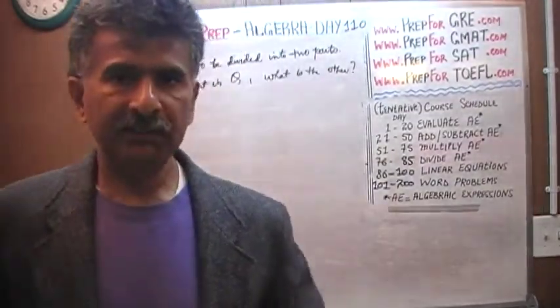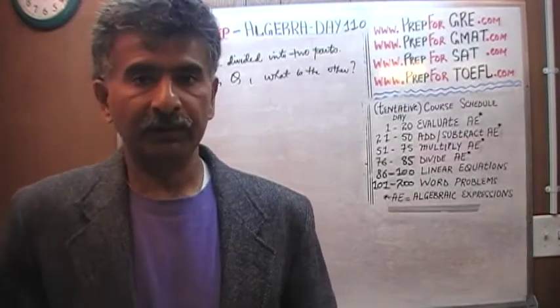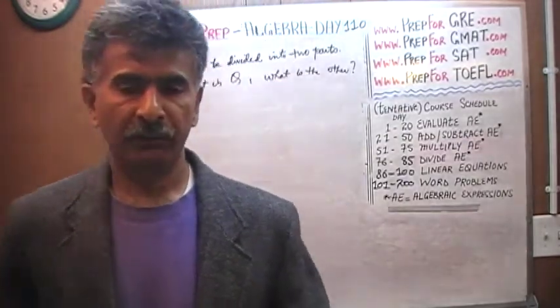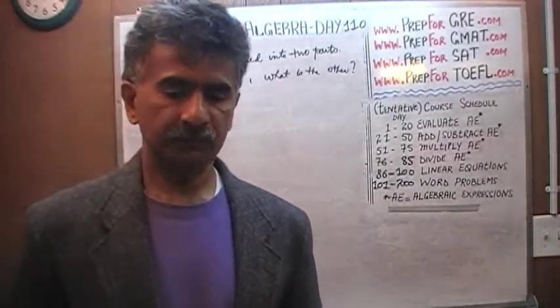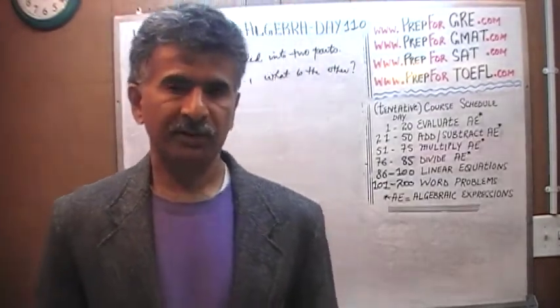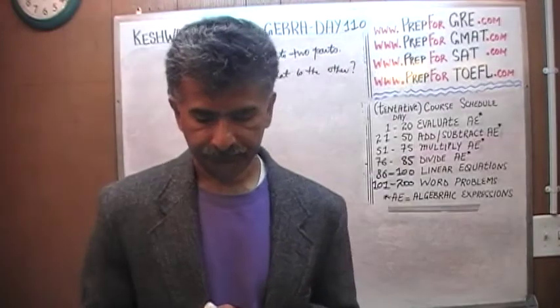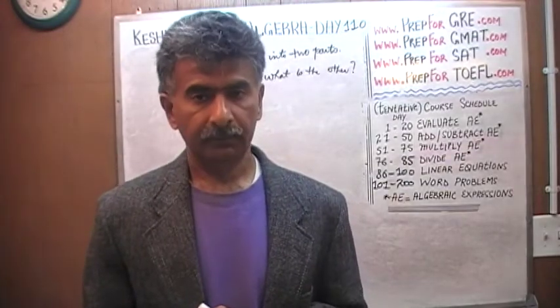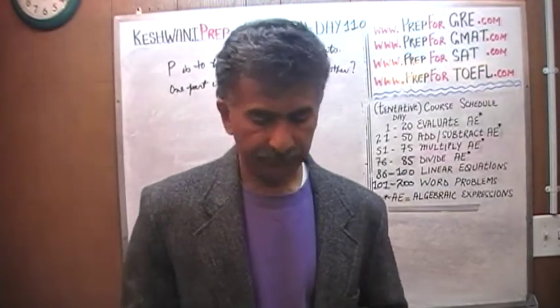We have this quantity P. We're not told what it is, obviously, because if we were told what P is equal to, it wouldn't be an algebra problem, it would be an arithmetic problem. We have this quantity P and we are told that it's being divided into two parts. One part is Q. What is the other?